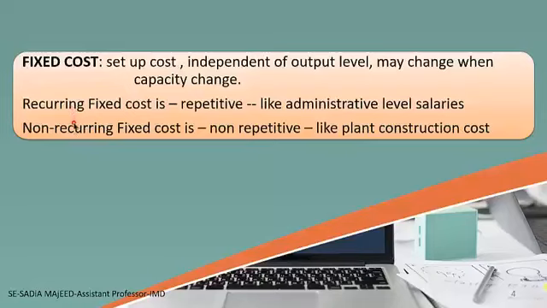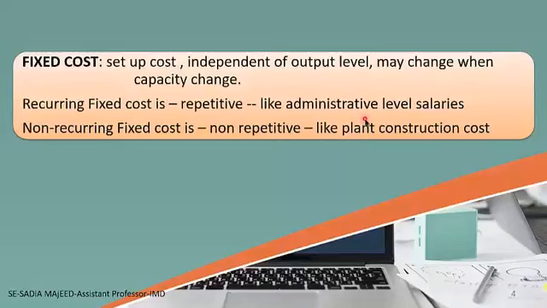Recurring cost is the repetitive fixed cost. Repetitive fixed cost means which you have to pay after a certain period of time repetitively. And the example of the recurring fixed cost is administrative level salaries. Now, why are we saying administrative level salaries are recurring fixed costs? Because administrative level salaries are independent of the output level.